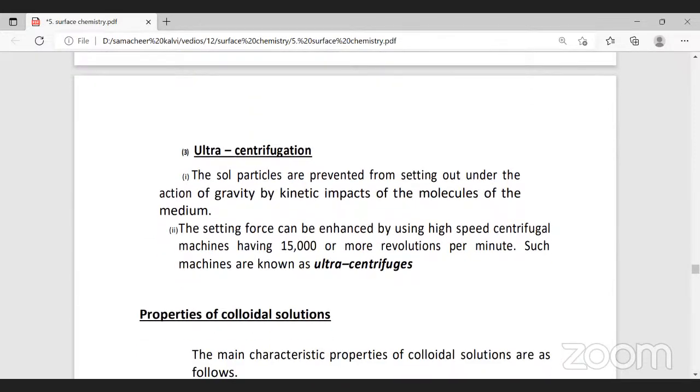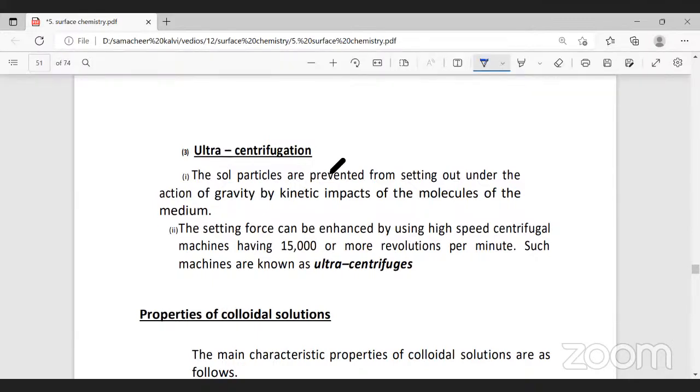Now, the last part of purification we will learn, and the properties of colloids we will learn in the next class, that's tomorrow. Now, ultracentrifugation.